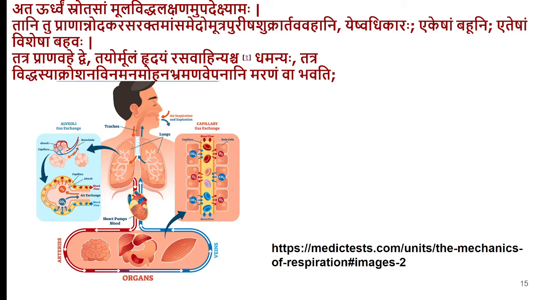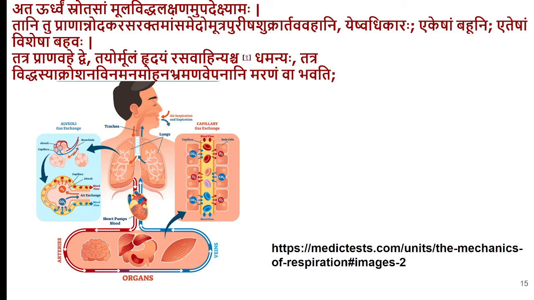Atha urdhvam srotasam mulaviddhalakshanam upadekshyamaha. Next is about the srotas. Srotas are usually translated as lumen, but it's not only the lumen. It's about those which help in secretion, sravanata srotamsi, which help in secretion or facilitating the movement of a substance from one area to the other. They are the srotas: prana, anna, udaka, rasa, rakta, mamsa, medo, mutra, purisha, shukra, artavavahani.